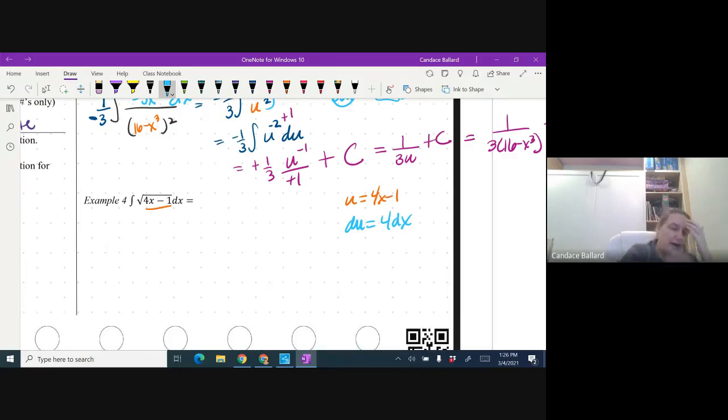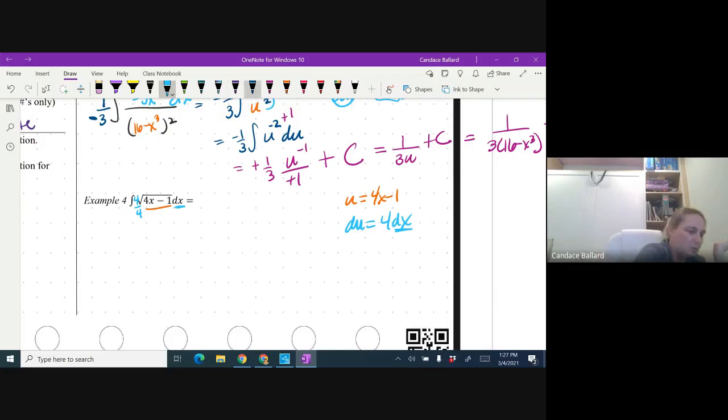So look at what I have. I have the dx. What am I missing in my original that I need to add in? Can you tell me what am I missing in my original that I need to add in? What do you guys think? What am I missing in my original that I need to add in? Good job. Okay, and in order to introduce that, just like in the last one, I'm going to do a 4 in the numerator and a 4 in the denominator. Okay, because that means I'm multiplying by 1.